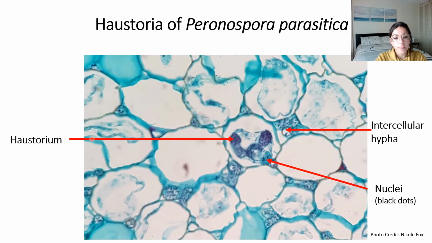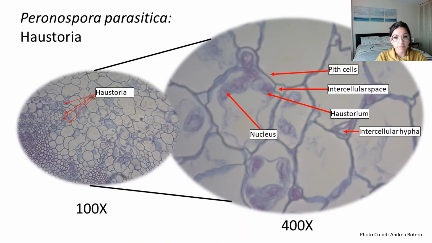Here we can see the haustorium, which is a finger-like structure within the cell. This is the cell, this is the intercellular space, and here we have an intercellular hypha. This is another picture with different magnification. Here we have the pith cells, the intercellular space, the haustorium, which is finger-like, the intercellular hypha, and we can see that all these small dots in the haustorium are finally nuclei.